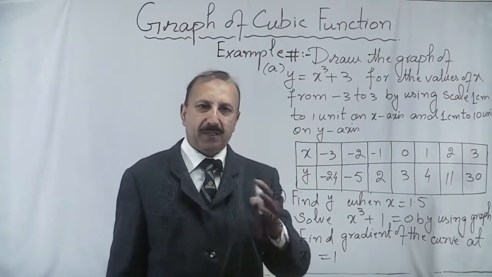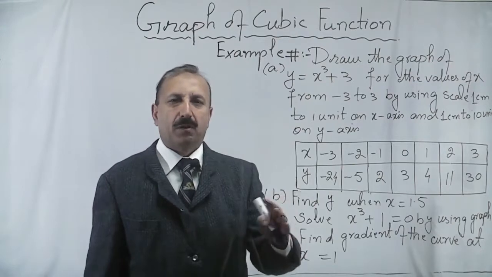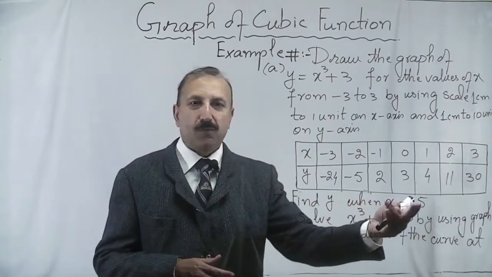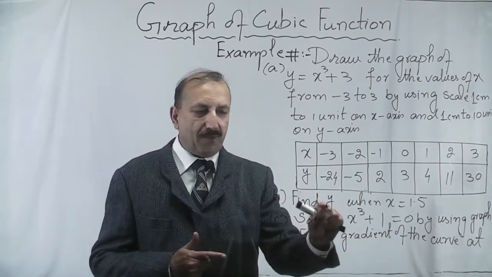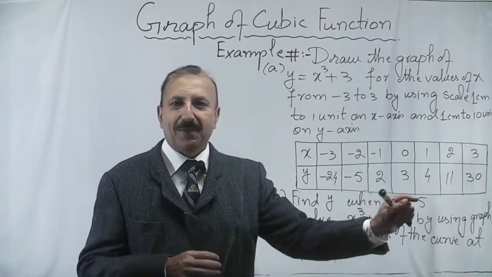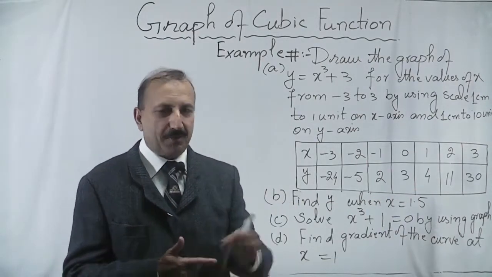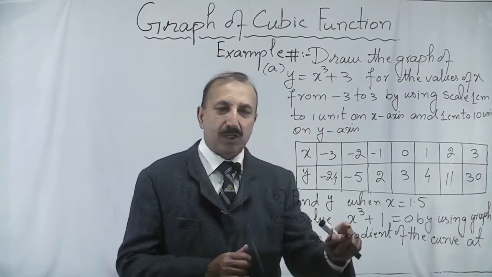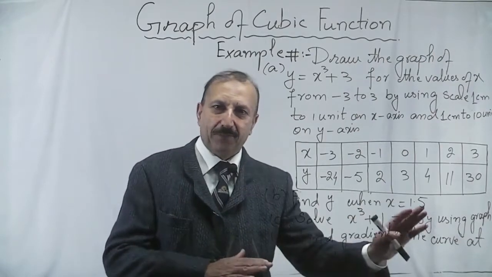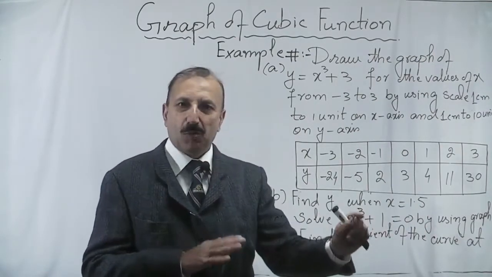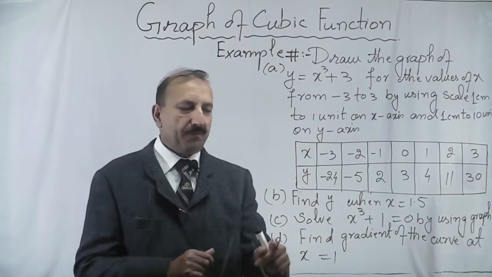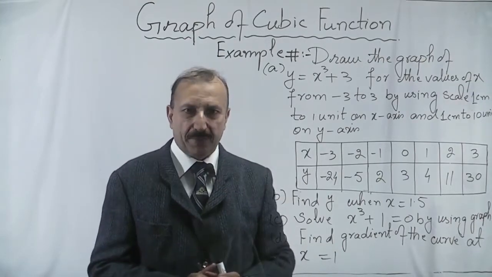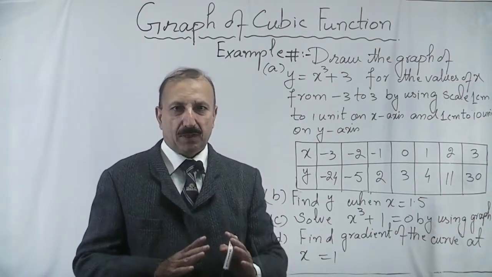For part B, as I mentioned earlier, there are some parts that are common in all sorts of graphs of functions. Here, find the value of y when the value of x is 1.5. We will find the y value from the graph. Part C: we are supposed to solve this equation graphically, with the help of the graph, this cubic equation. And part D: we are supposed to find the gradient of the curve at x equals 1. Now we will move towards the graph.